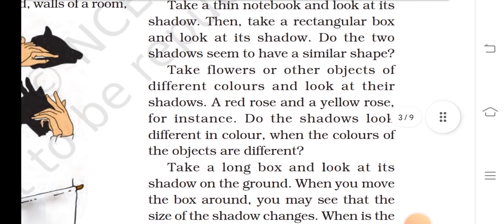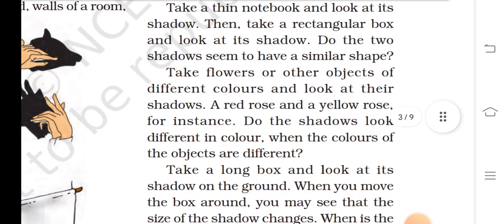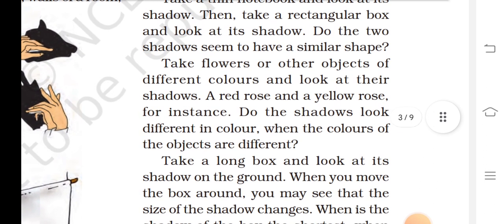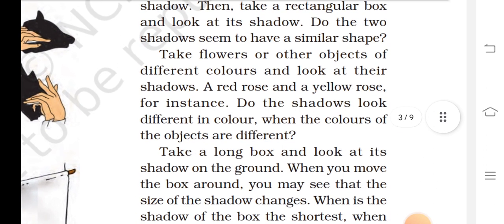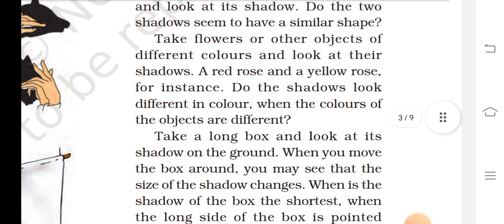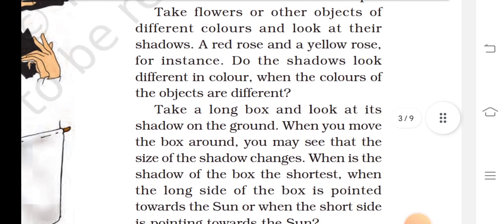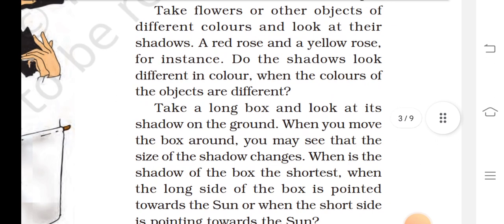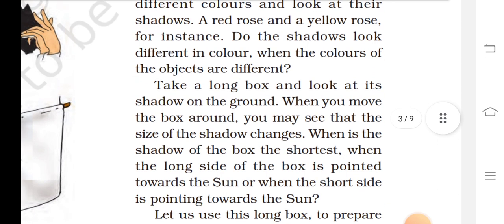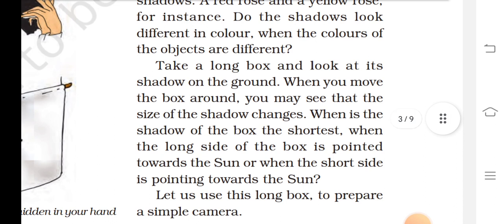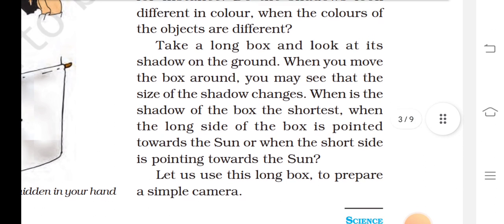Take a thin notebook and look at its shadow. Then take a rectangular box and look at its shadows. Do the two shadows seem to have similar shapes? Take flowers or other objects of different colors and look at their shadows, a red rose and a yellow rose, for instance. Do the shadows look different in color when the colors of the objects are different?